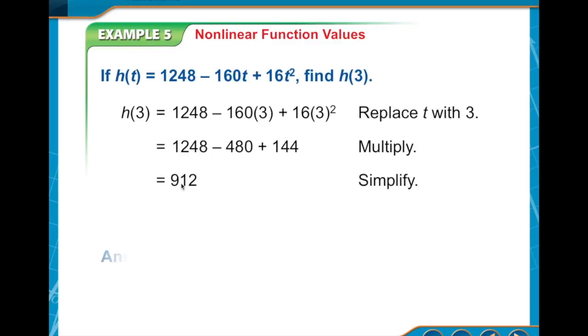And they don't give us the units for that, so it's okay, but we're just working on the mathematical calculations for this example. So there we have it. The value of a function when t is 3 is 912. This is the point 3, 912. So if you understand that, you should be okay in this section as we move forward to our assignment for the day.